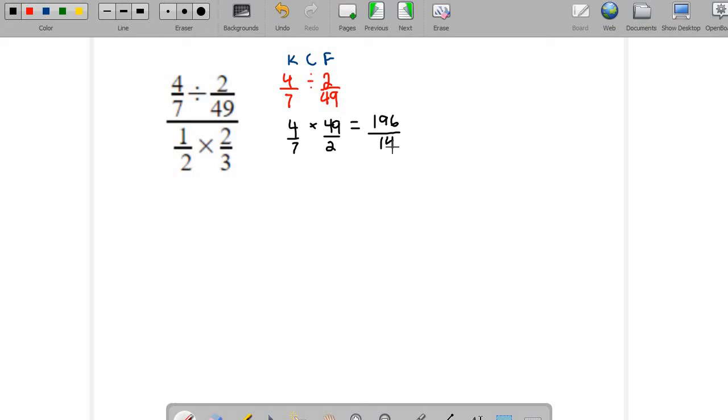Okay, let me see if I can break this down. Okay, so 196 is divisible by 14, and you would get 14. Okay, so you can break this down to say 14 as our final answer for the numerator. Okay, now that we've worked out the numerator, we're going to go ahead and work out our denominator, the operation in the denominator.